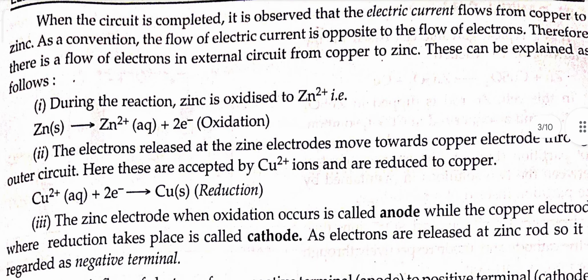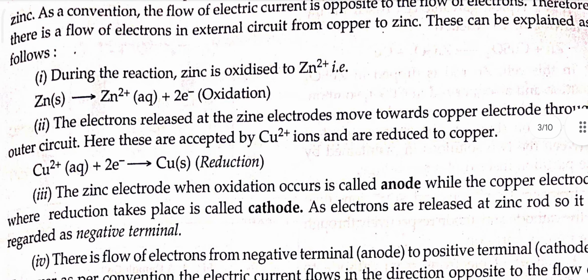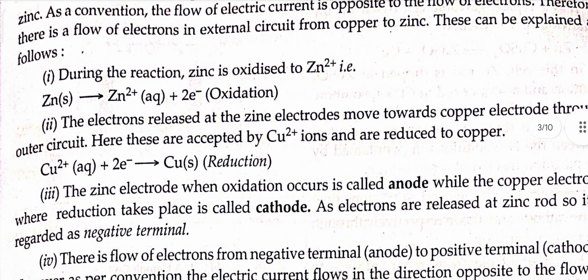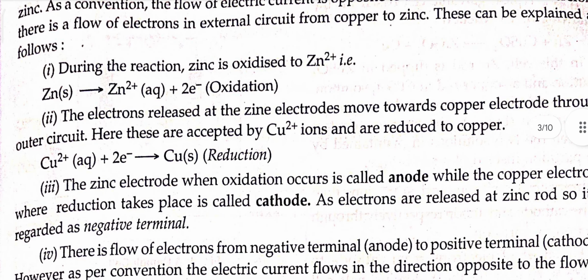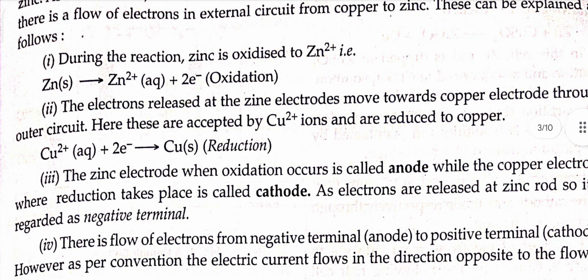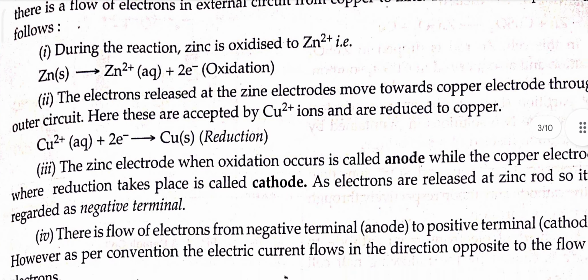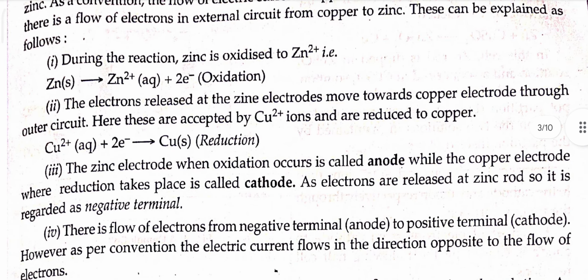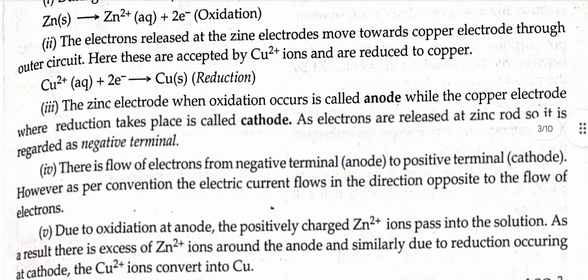First, during the reaction, zinc is oxidized to Zn2+ ions. Zn gives Zn2+ plus 2e-, oxidation. Second, the electrons released at the zinc electrode move toward the copper electrode through the outer circuit. Here these are accepted by Cu2+ ions and are reduced to copper. Cu2+(aq) plus 2 electrons gives Cu(s), reduction.